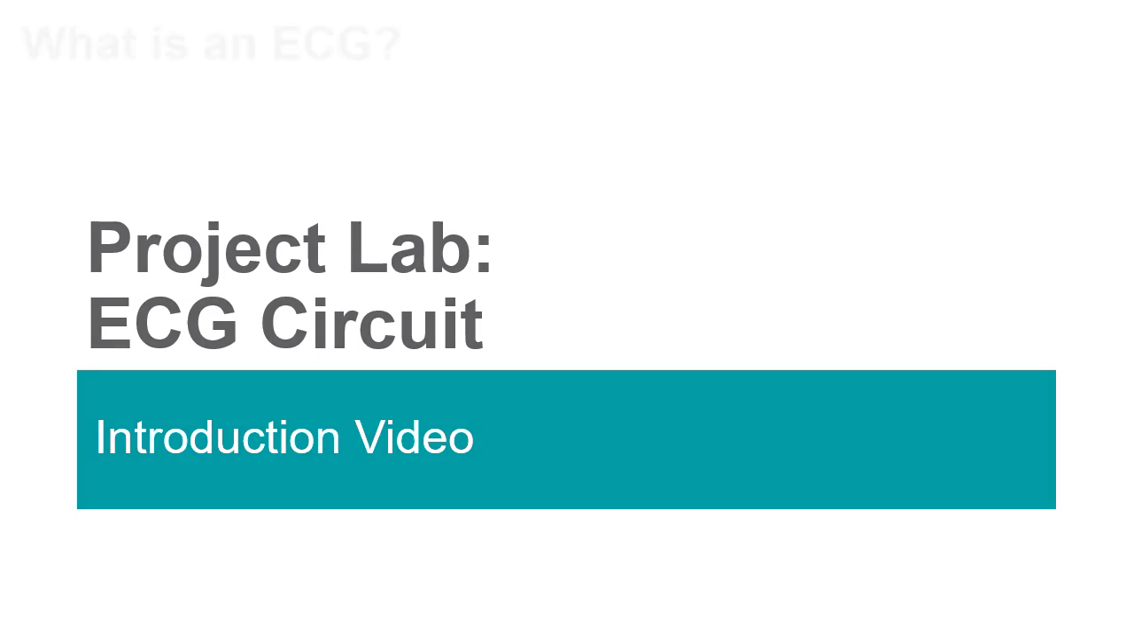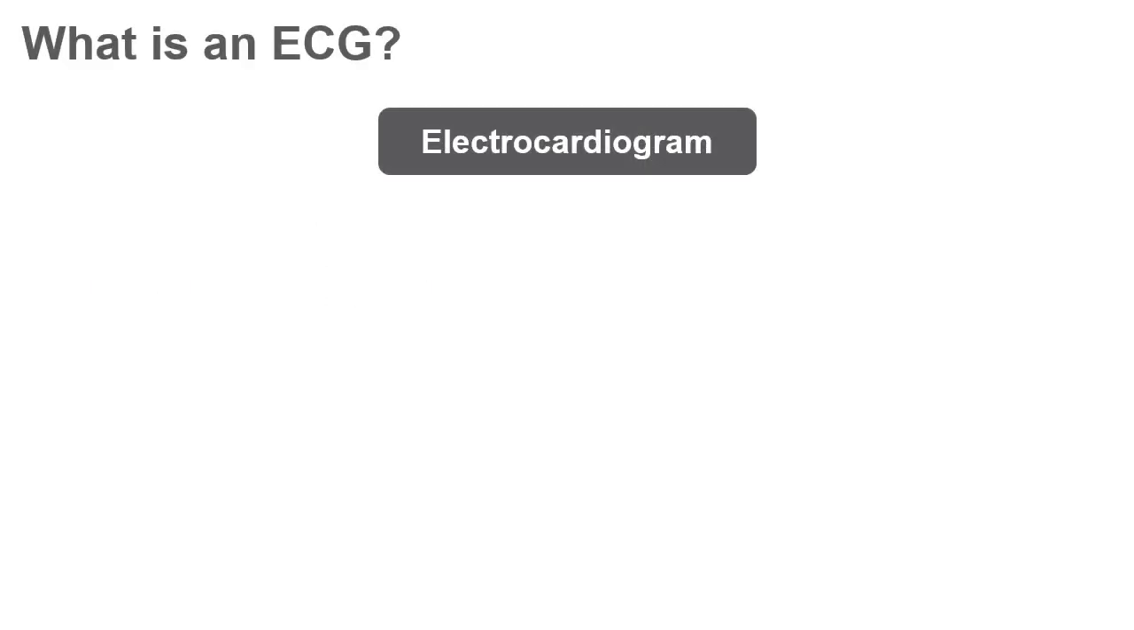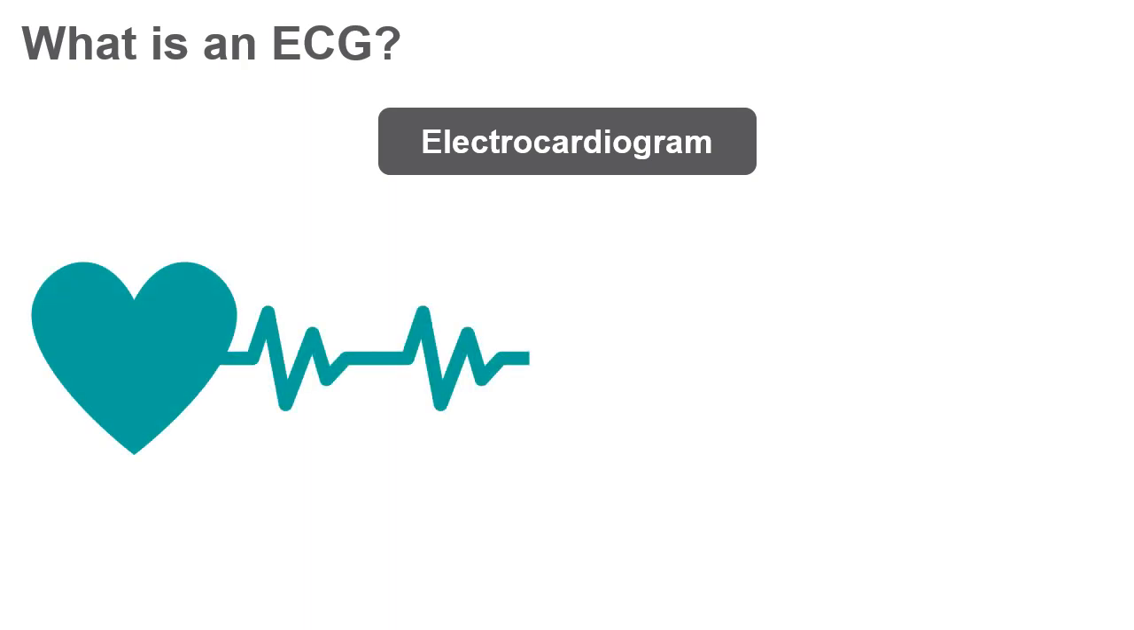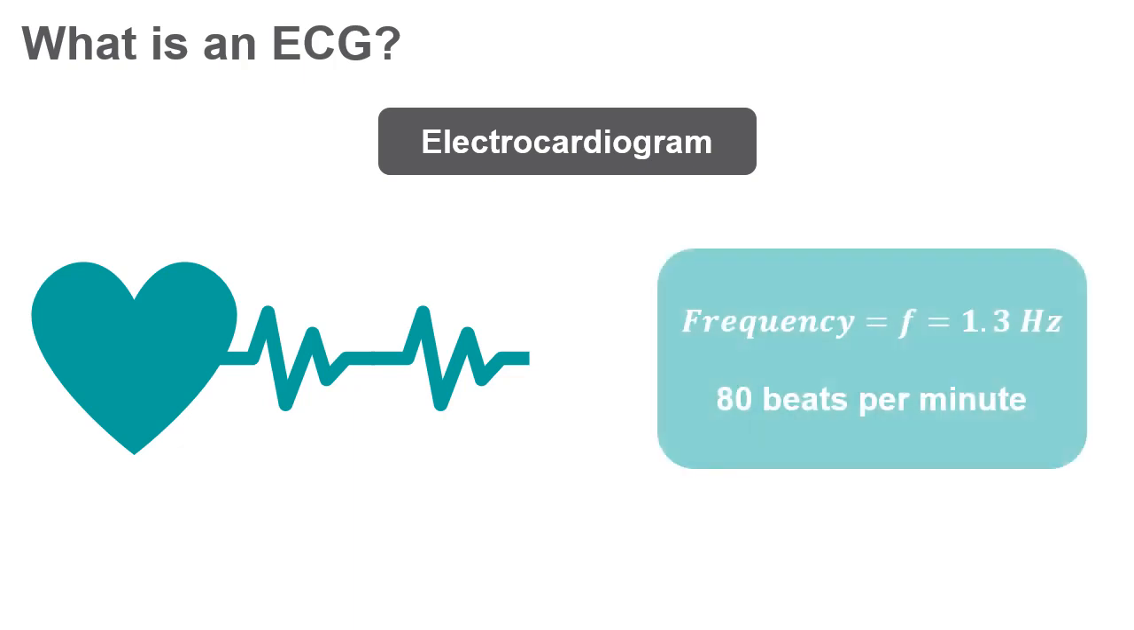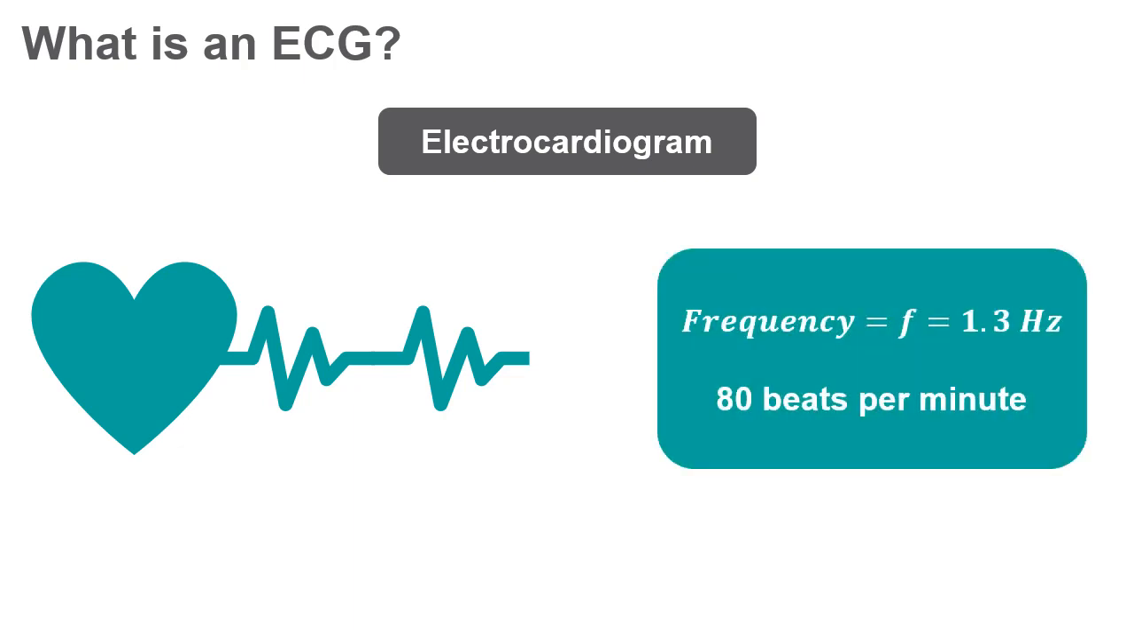What is an ECG? An ECG, or electrocardiogram, is an instrument used to monitor the electrical activity of a heartbeat. Measurements are taken examining the flow of electricity from every beat of the heart. Typically, this occurs with an oscillation frequency of 1.3 Hz, which is equivalent to 80 beats per minute.